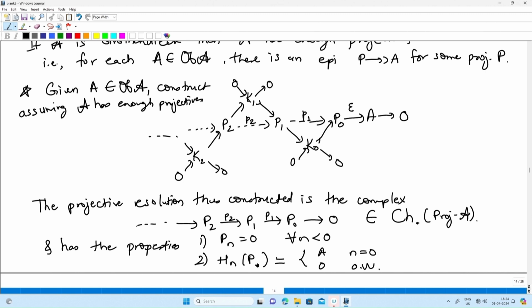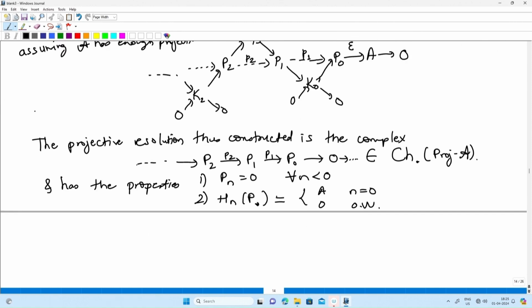Do you mean for all n greater than 0? No, actually even further. This is also 0 on this side. Once I say 0, it continues to be 0. It's a chain complex, so it has to be indexed by integers. So only at one location the homology is A, so you can recover A up to isomorphism.